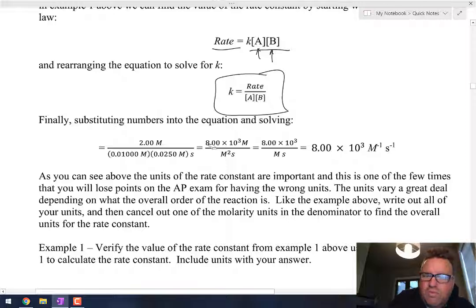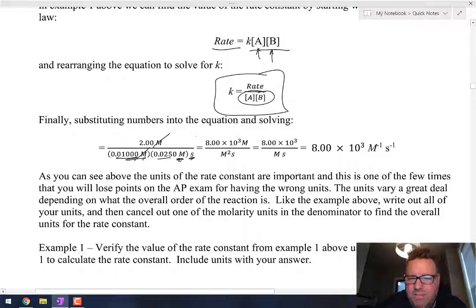And then we've got, again, the concentration of A, which is in molarity, and the concentration of B, which is in molarity. So you've got a molarity on the top and molarity times molarity on the bottom, which is really molarity squared. Or you can look at it as, that molarity is going to cancel with one of those molarities, and I have 1 molarity left on the bottom, and I still have the time left on the bottom. So notice that after they do the math, it's 8.00 times 10 to the third, and then you've got a molarity and a second left on the bottom.